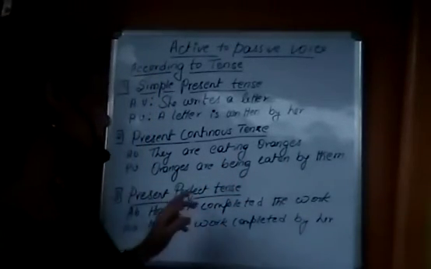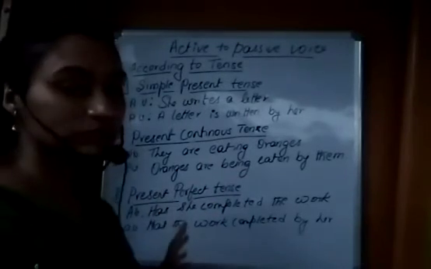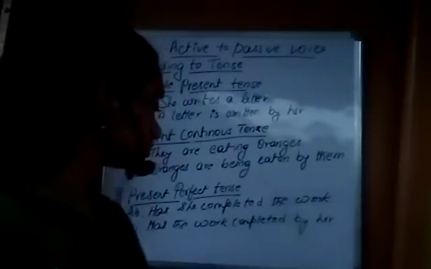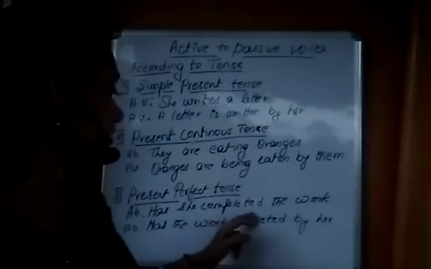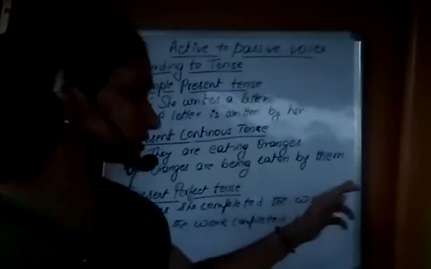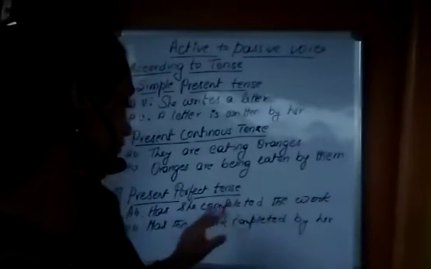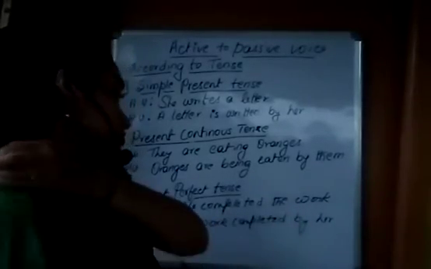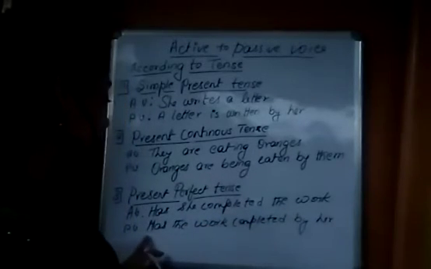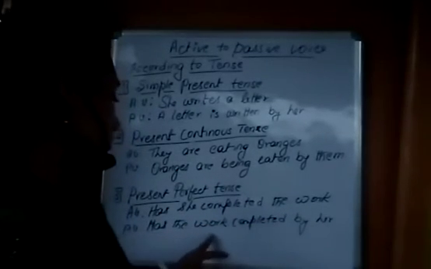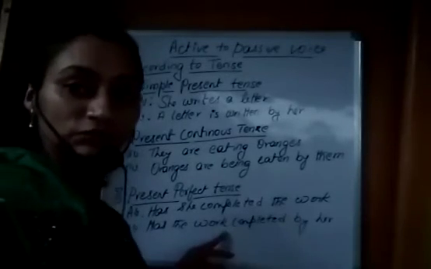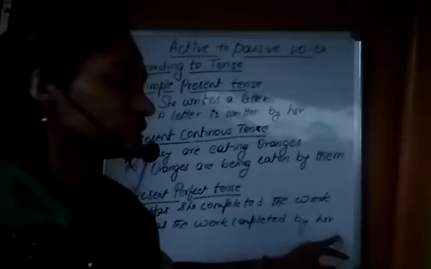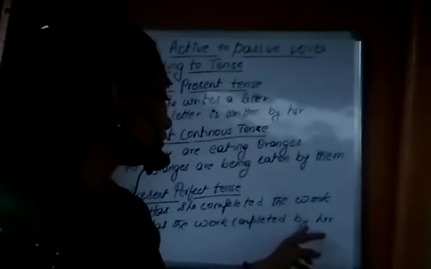Now coming to present perfect tense. Present perfect tense means the work is still on. Active voice: Has she completed the work? This is in the question form. This "has" doesn't change, but the verb comes in the middle. Passive voice: Has the work been completed by her?